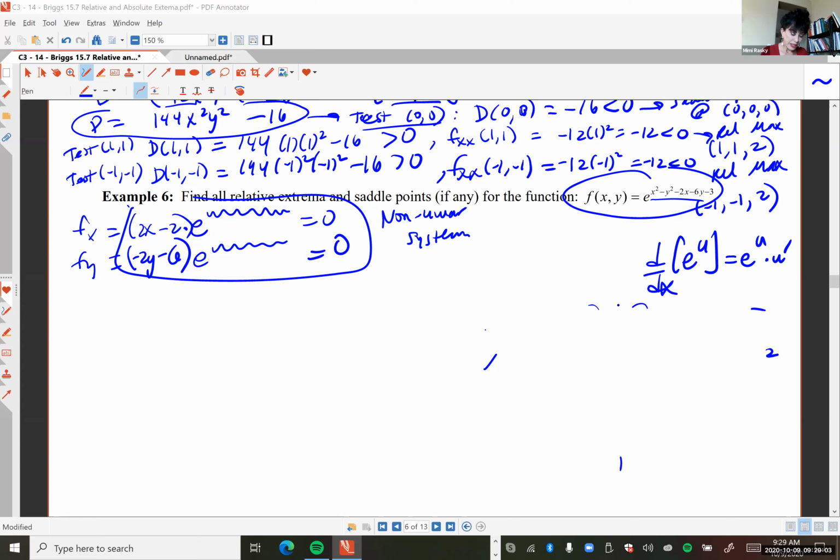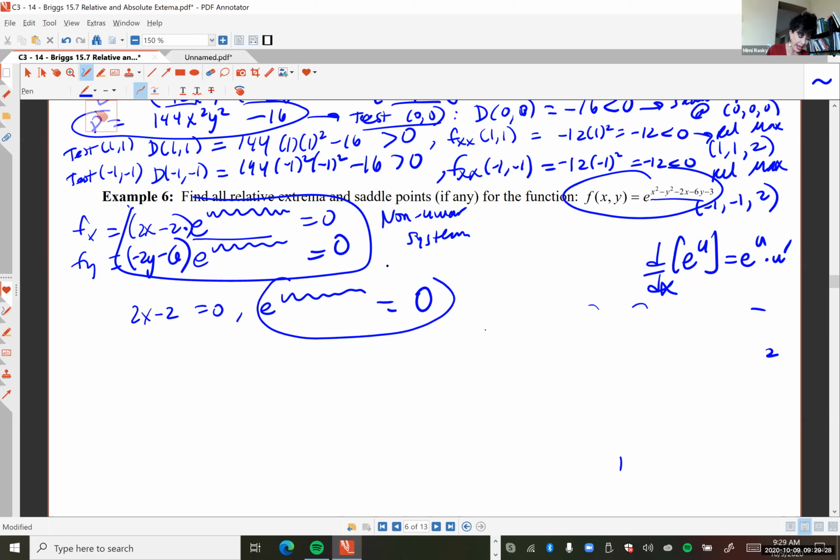So basically, you want to use it whenever it's appropriate. And so folks, with the fx, I have something times something equal to 0. Right there. So I can actually write this down. 2x minus 2 has to equal 0, or e to the blah, blah, blah has to equal 0. Yeah, I know that seems pretty funny. But folks, this has no solutions.